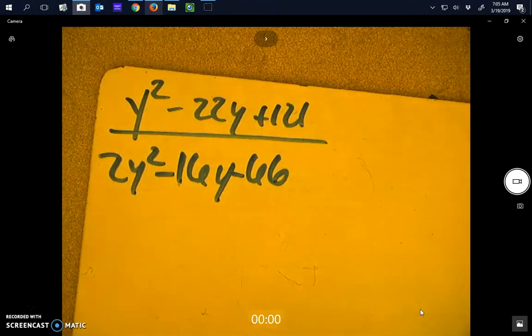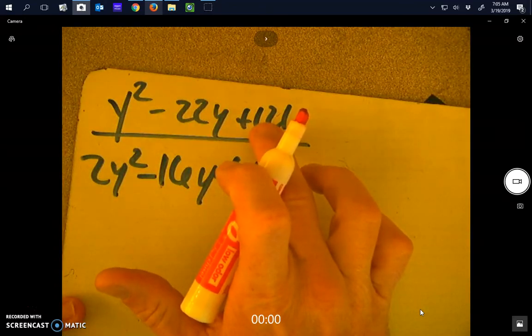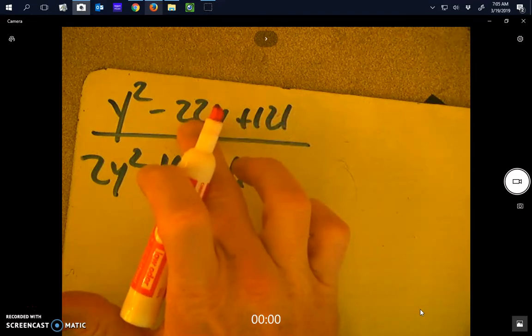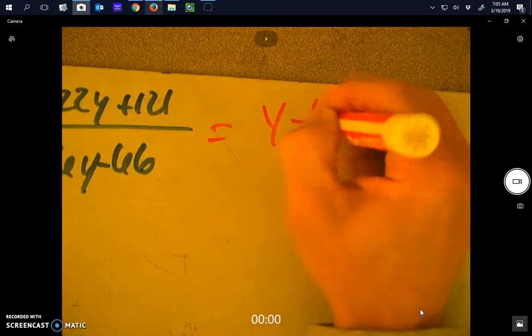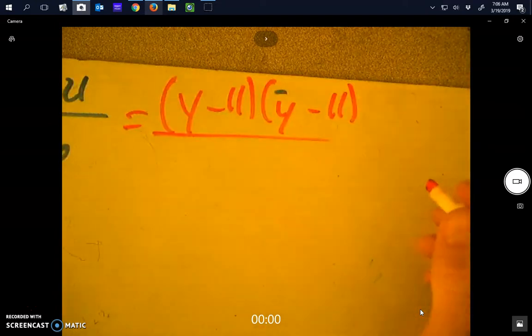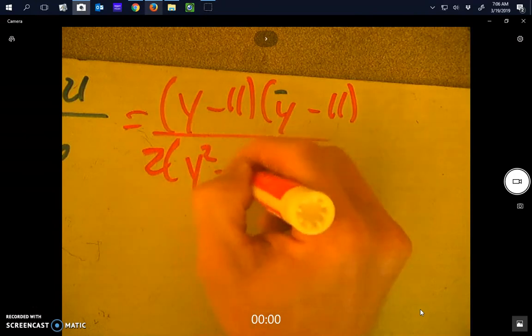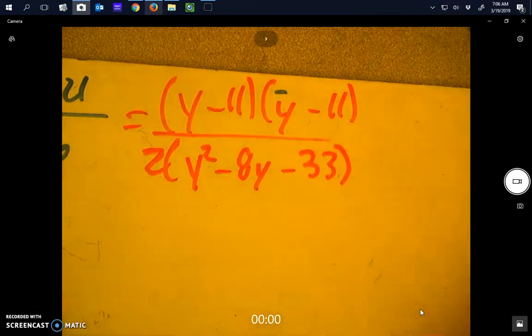As well as we have to factor the top. And I can see that 121, the square root of 121 is 11. And if they're both negative, that would be positive. 11 times 11 is 121. And then they'll both add up to 22. So I know the top is going to factor into y minus 11, y minus 11. The bottom, we have to pull that 2 out. It's y squared minus 8y minus 33.